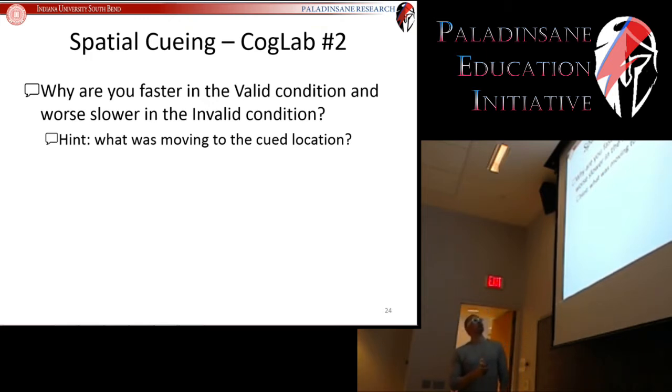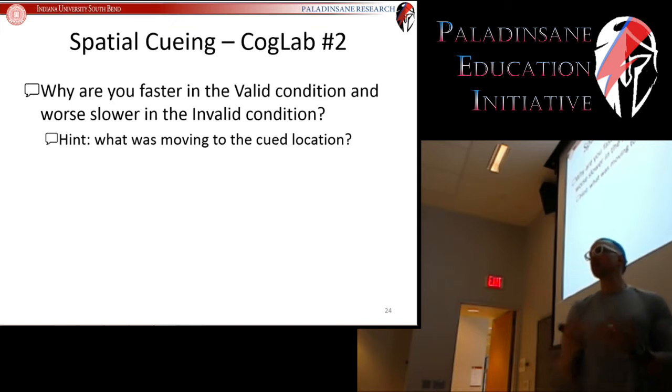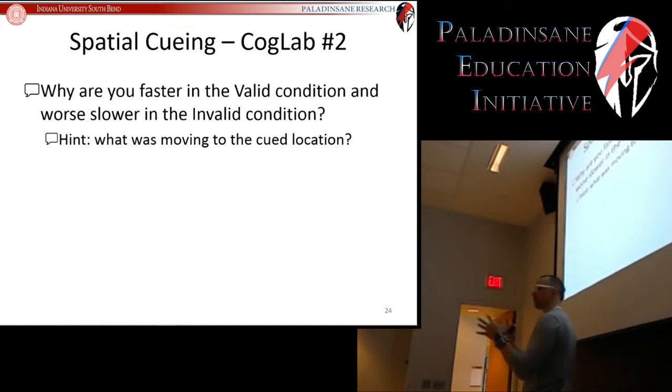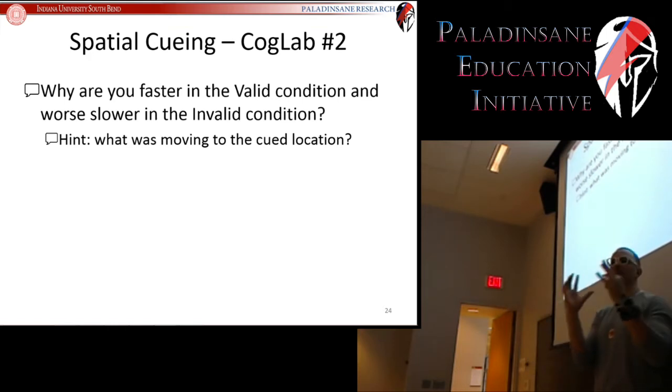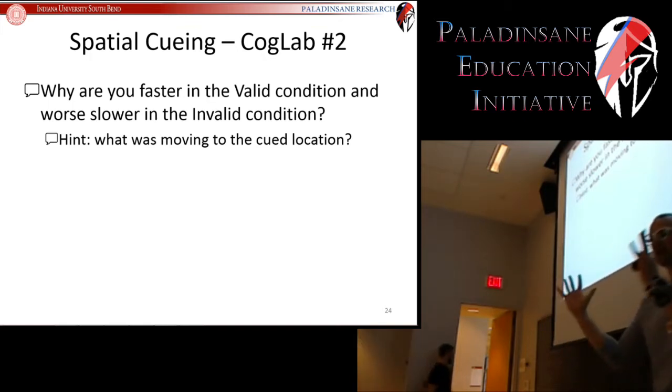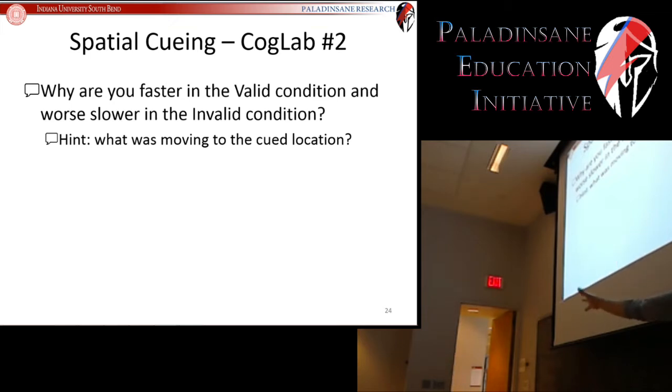So why are you faster in the valid condition and slower in the invalid condition? What was moving? If you do this correctly, your eyes weren't moving when you moved your attention in these conditions. What was moving was your attention. So when the arrow pointed in the valid condition to the target, before the target appeared, even if you were fixated on that center position, you were able to covertly move your attention, right? Just the same way that you could be staring at somebody and yet keeping your peripheral vision on the door to see if somebody else comes in. You can keep your eyes focused on the center, but move your covert attention to where the target is going to be.